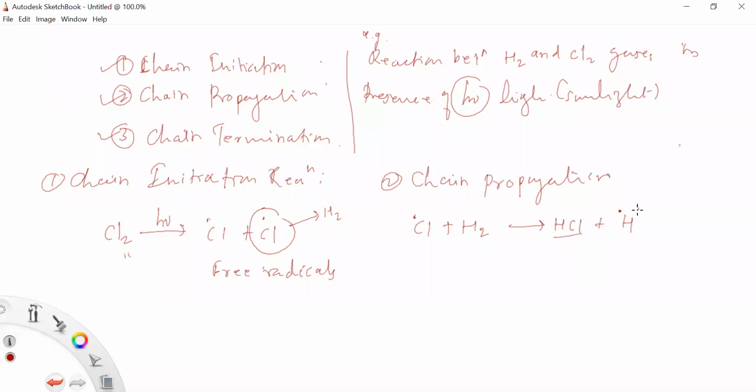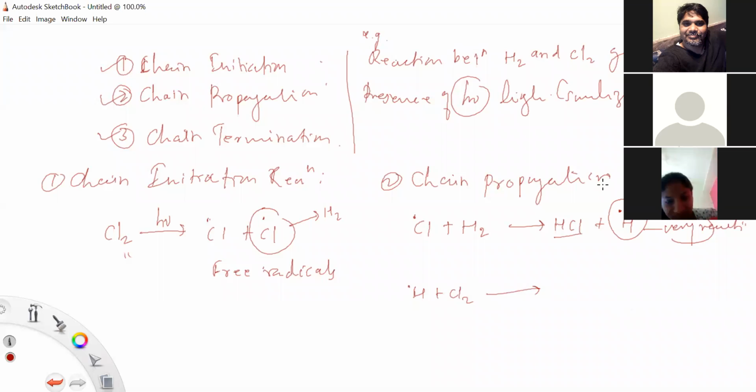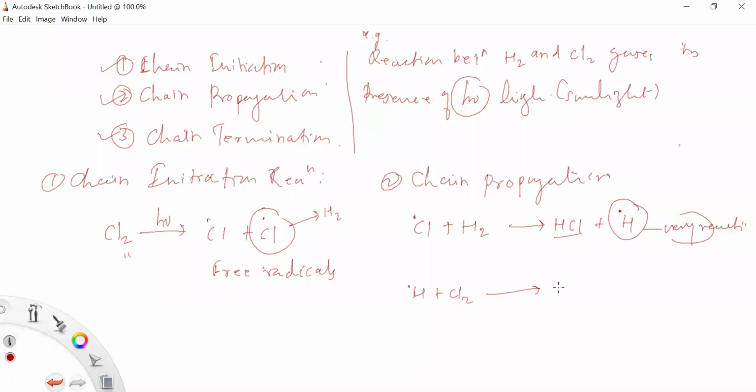This second radical is again a free radical and it is very reactive, right? So due to this reactivity, it again reacts with the second molecule of Cl2. This hydrogen radical reacts with the second molecule of Cl2 and forms HCl plus Cl dot, again a free radical.